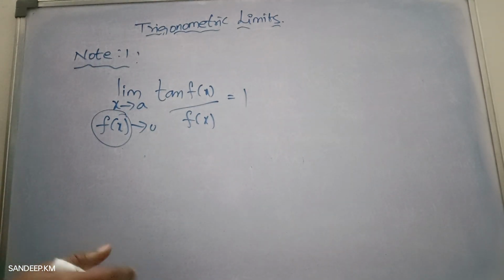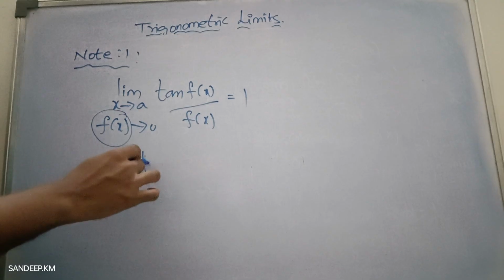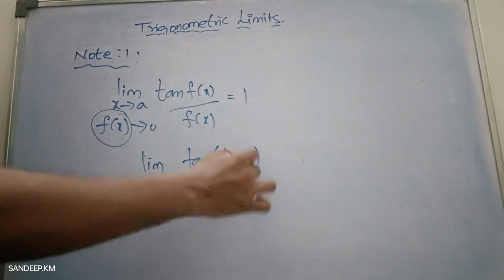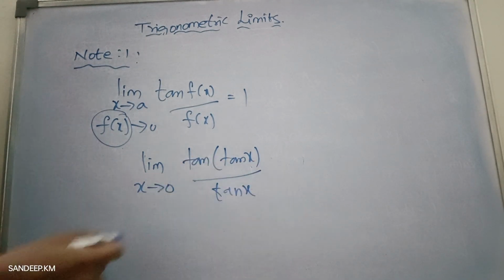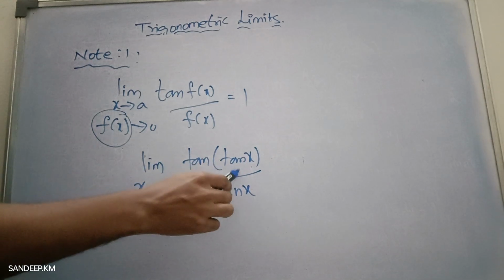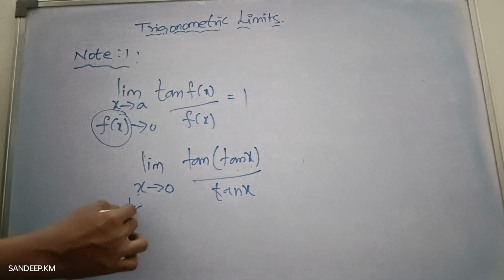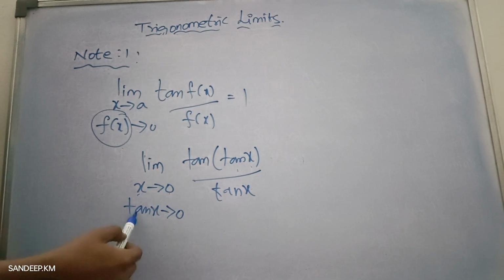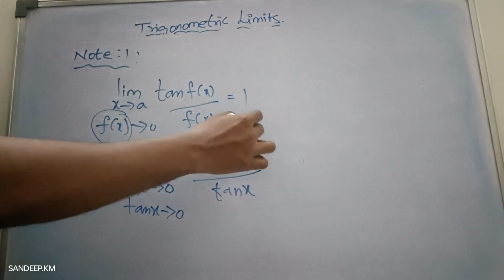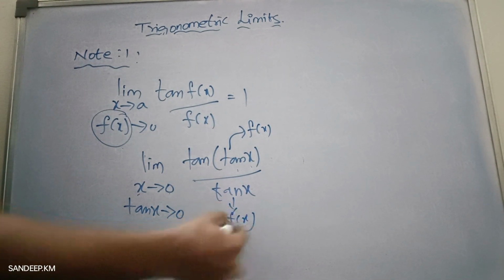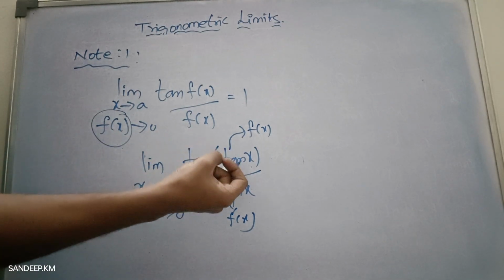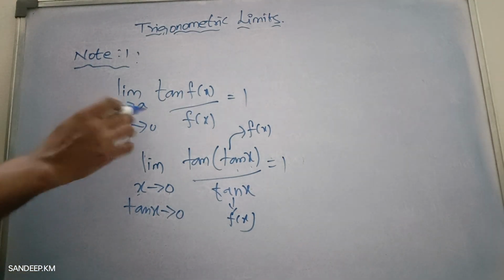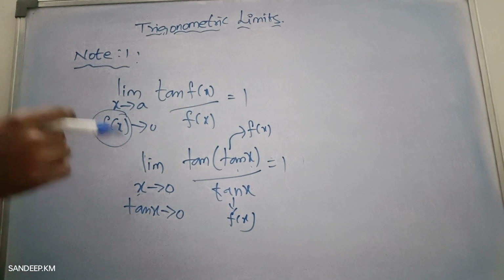A simple example if you want. Limit x approaches 0, tan(tan x) divided by tan x. When x is approaching 0, who is f(x) here? Tan x. When x is approaching 0, tan x is also approaching 0, because tan 0 is 0. So this is f(x), and it is in the form of tan f(x) divided by f(x), which is equal to 1. Remember this. This is a very important note that we will be using while solving the questions.